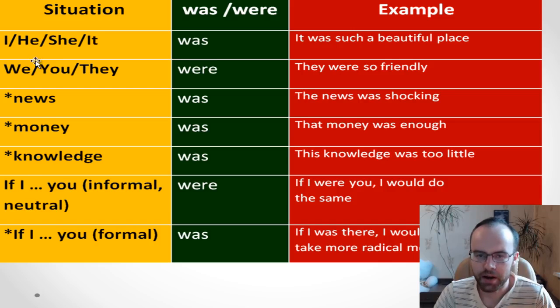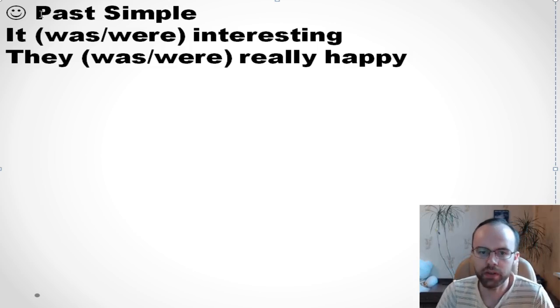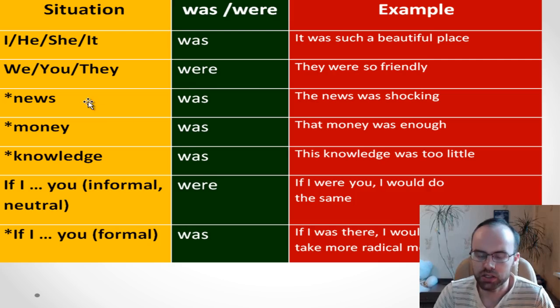Okay, some things are very simple. For example, if you see I, he, she, it, so you use was, right? So we're talking about past simple. We're talking about this tense. And if you see we, you, they, you need to use were.